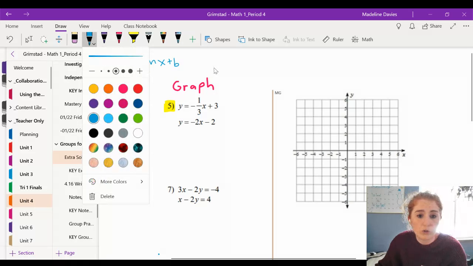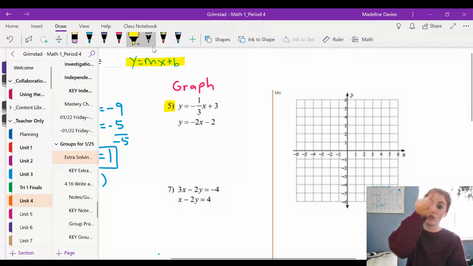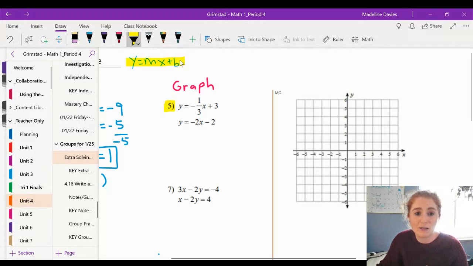So in order to graph, again, I have my y equals mx plus b, where my m is my slope. It looks like little mountains or hills. And then the b is my y-intercept, whether you believe it or not. Funny joke. Okay, so I'm going to graph my top one first. Always start with my y-intercept or my b. So I go up to 3 on the y-axis. And then I have a slope of negative 1 over 3.